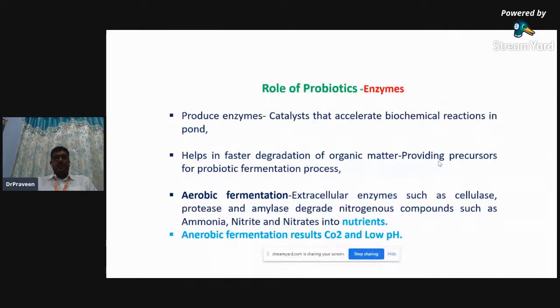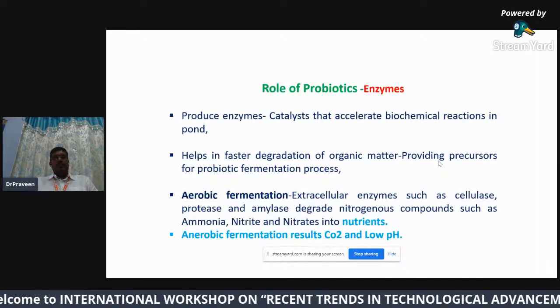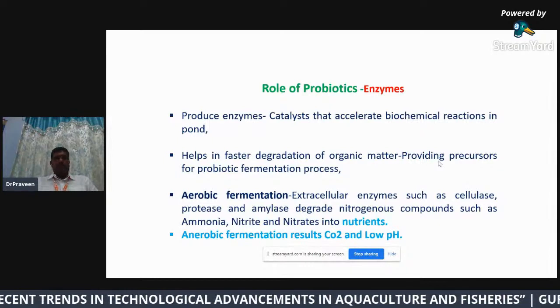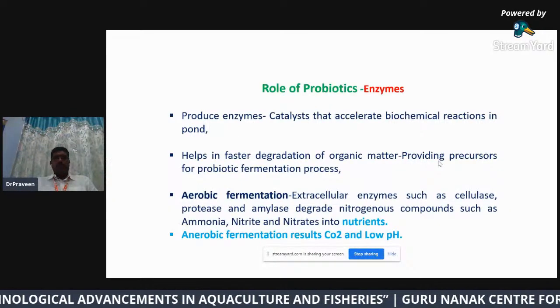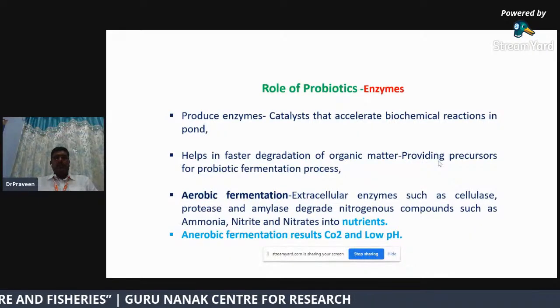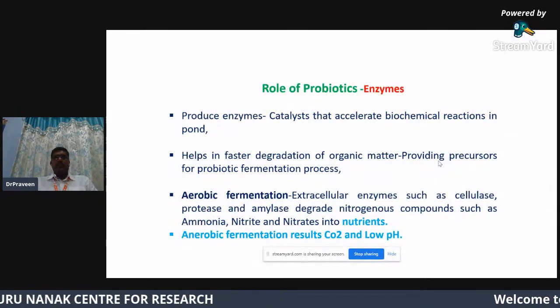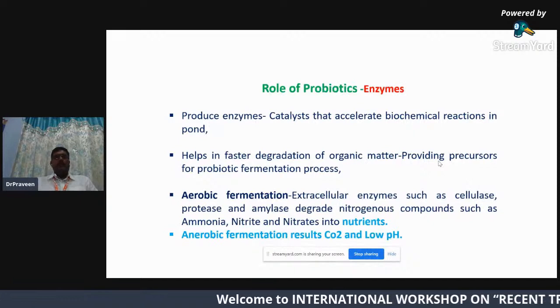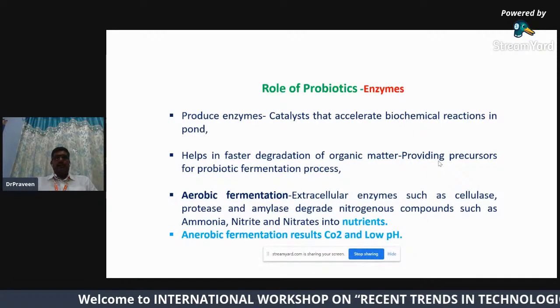We know that they accelerate the biochemical reactions in the pond. They help in the faster degradation of organic matter. They provide precursors for the fermentation process. And we know that some probiotics work on aerobic fermentation and some do anaerobic fermentation. In aerobic fermentation, extracellular enzymes such as cellulase, proteases, and amylases degrade nitrogenous compounds such as ammonia, nitrite, and nitrate in the nitrogen cycle, particularly nitrification and denitrification levels.